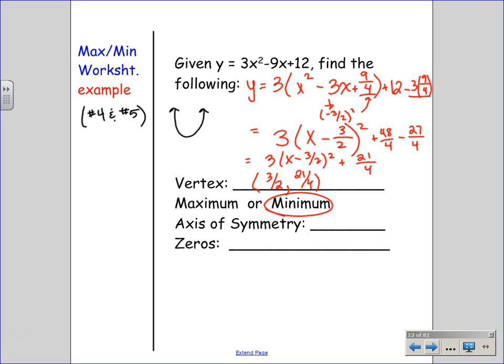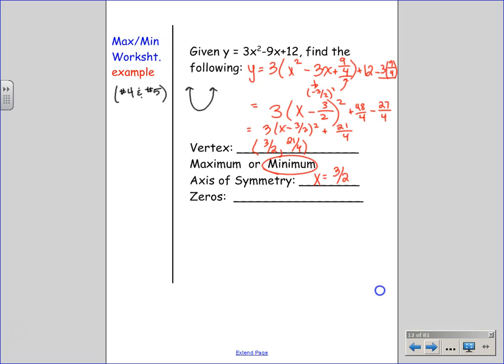It's a min. Axis of symmetry, what do we get to do? X equals steal what? Steal the h, steal the 3/2, which would have come from negative b over 2a. And then let's practice that math I was talking about a second ago. How do we find the zeros? Either set the original equal to 0, and have to think through factoring with the x method using 36 and negative 9, or set the completed the square equal to 0.